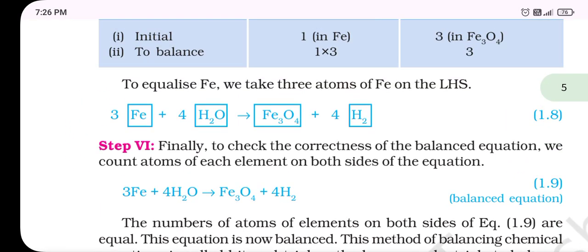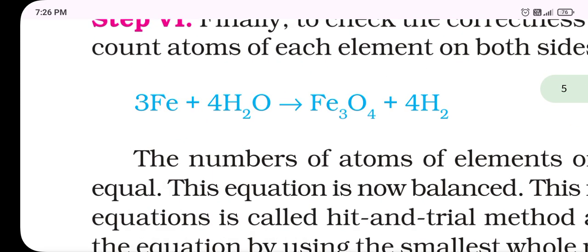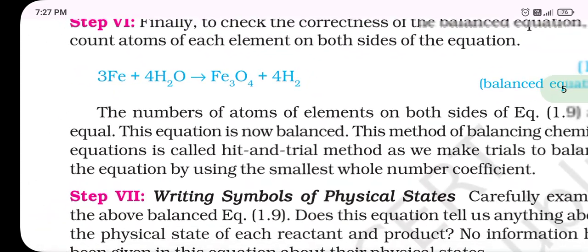It means you don't have to multiply the total equation by 2, so it becomes 6Fe and 8H2O and 2Fe3O4 and 8H2. No, you should just divide by 2 then. If you write like this, 6 iron, 8H2O, 2Fe3O4, 8H2, then no, this is not in the proper form. I know this is balanced, but in the proper way you have to write it in the smallest whole number coefficients. I think you got my point.